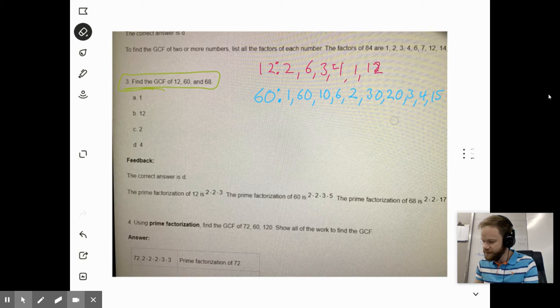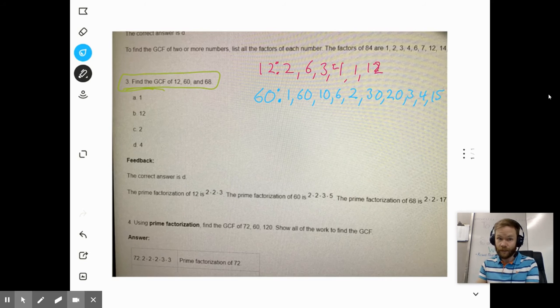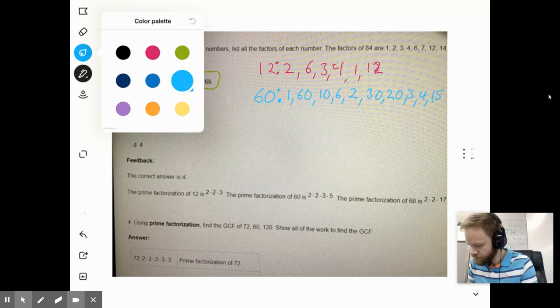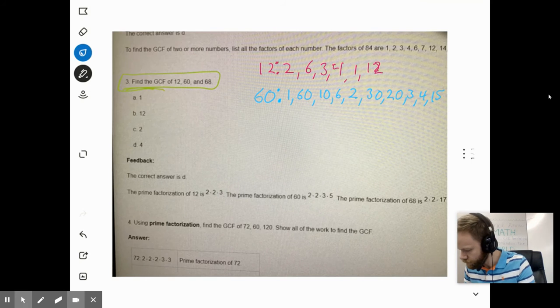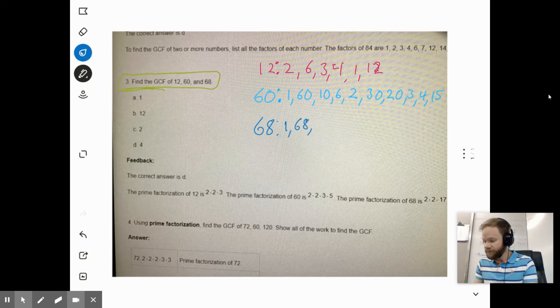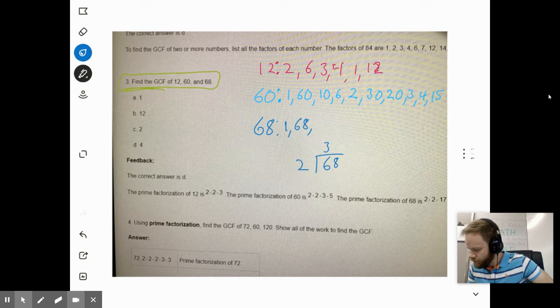Cool. So you can see how this is a little bit of a time-consuming process. And so 68, let's do that in a different color here. 68, well, 1 and 68. We definitely know it's not divisible by 10 like that one was up there. But it is an even number, so let's just figure that out. 68 divided by 2. That's 3. 3 times 2, 6.